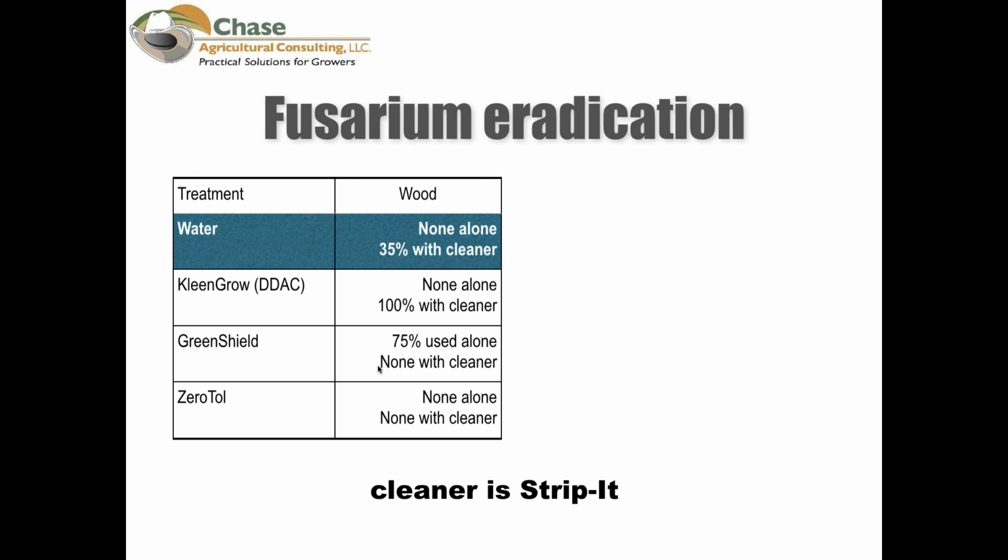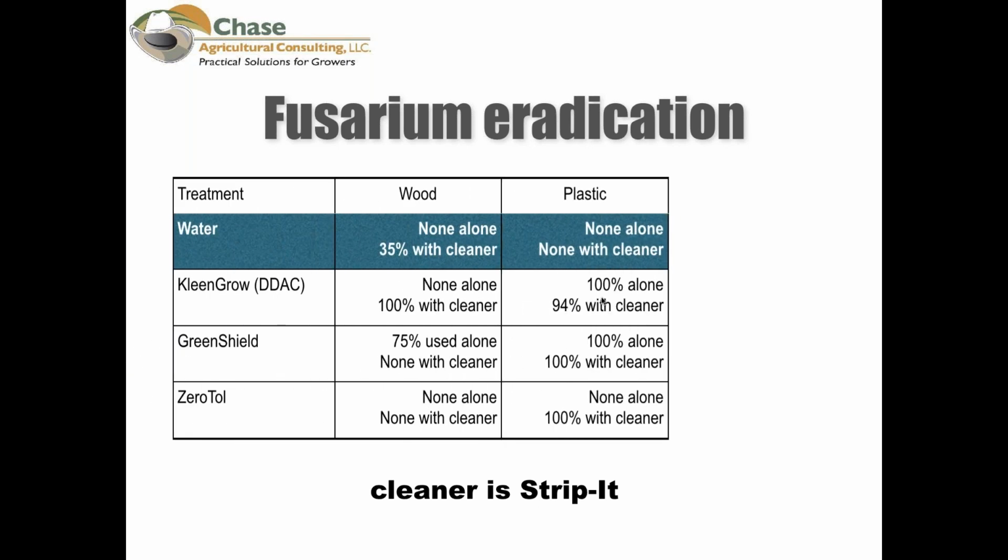And then looking at Green Shield, you can see much less results, and Xylitol was really ineffective for Fusarium on wood. Look at the plastic surfaces, it's similar, but again, the best control that we're seeing is with Clean Grow and Strip It. The Green Shield did just as well in this plastic surface. As you can imagine, plastic is quite slick. It's much easier to contact everything on plastic than it is on wood. And then the xylitol did 100% effective on the wood with the strip at first, and then nothing by itself.